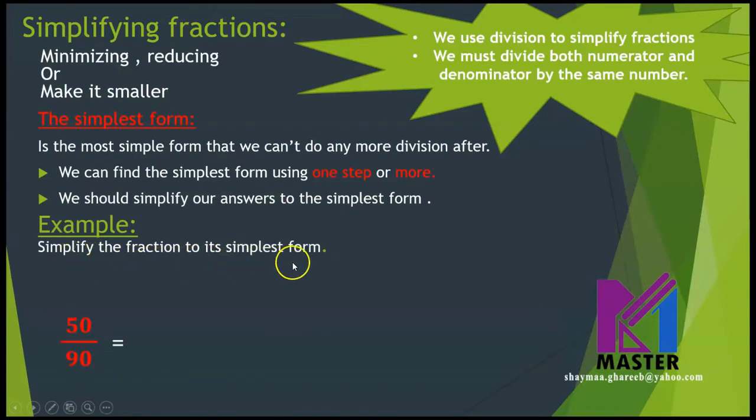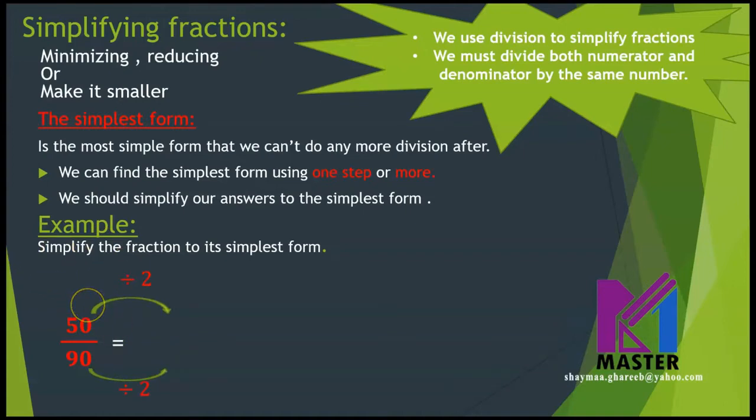Simplify the fraction to its simplest form. We have 50 over 90. This is the numerator and this is the denominator. Both numbers can be divided by 2 because both of them are even numbers, or by 5 because both of them end with 0, or by 10 because both of them end with 0 as well. So it's up to you. Someone will divide by 2, someone will divide by 5 or by 10. So now let's start dividing by 2. Let's try and see the difference.